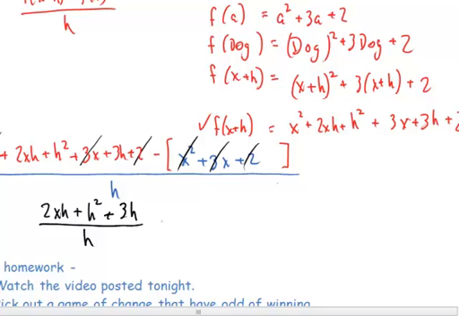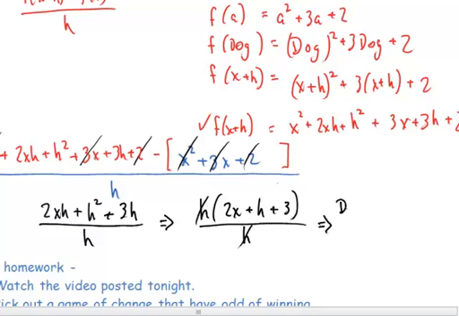Now, we have one more step to do. Can we cancel the h's out in the bottom? So we have an h that's going to factor out of every term in the top, and indeed the h's cancel out, and our difference quotient is going to equal 2x plus h plus 3.